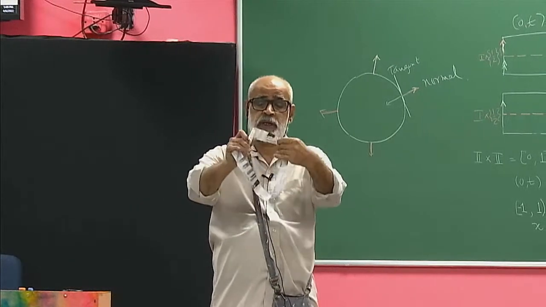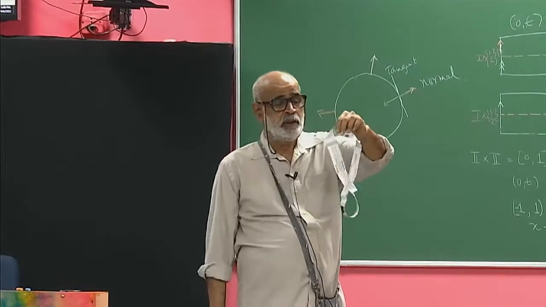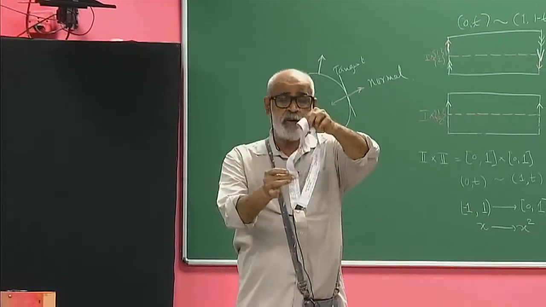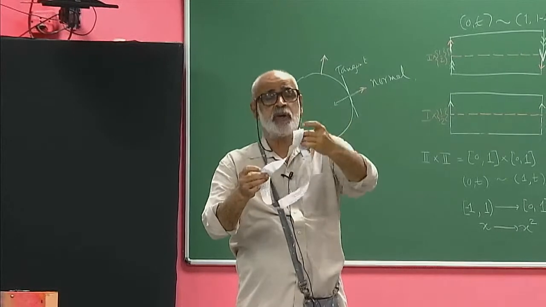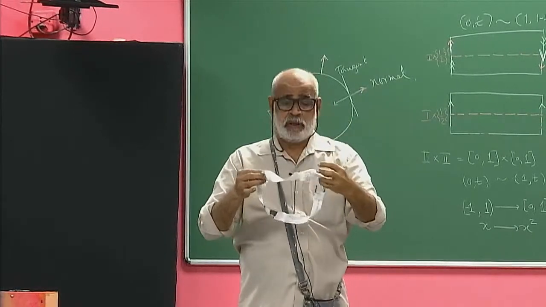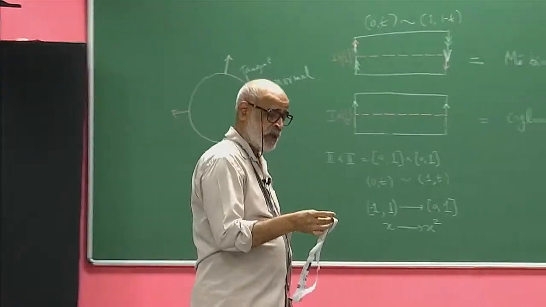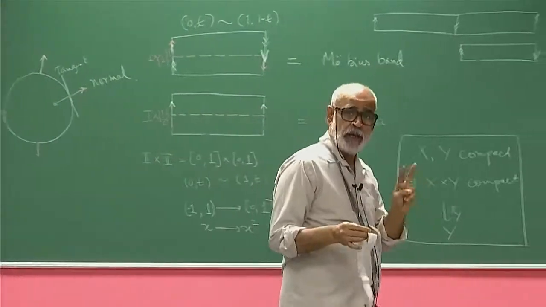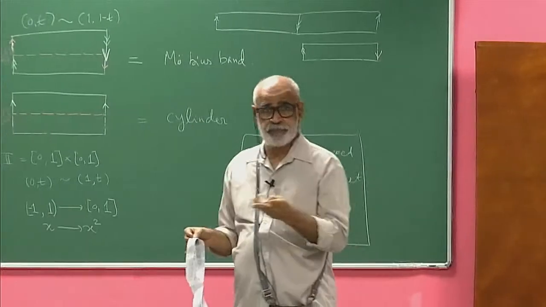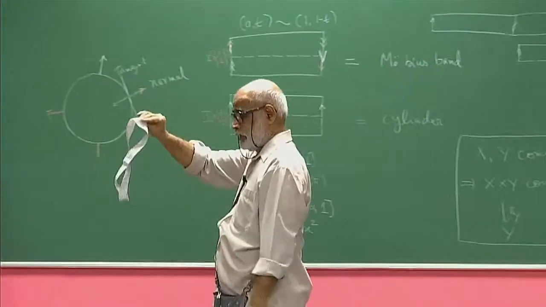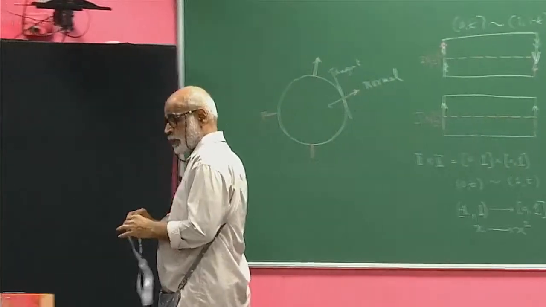So that is what you get, one single object. How many edges does it have and how many sides it has, all these things you can check. I don't have to check because I have already proved that this is a cylinder and it must have two sides and it must have two edges. So you can check that.